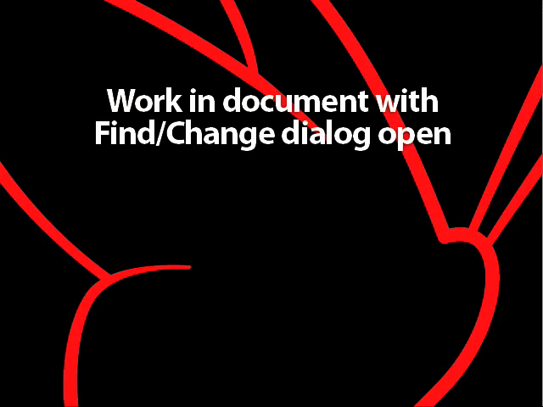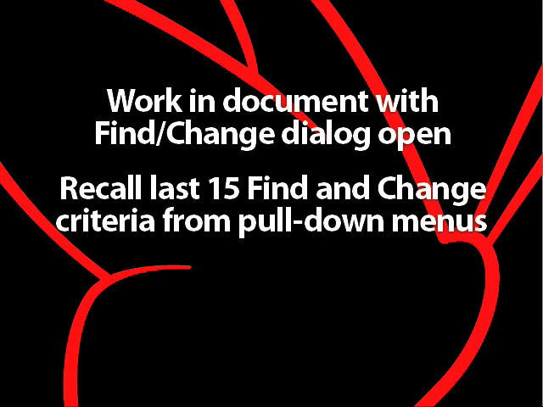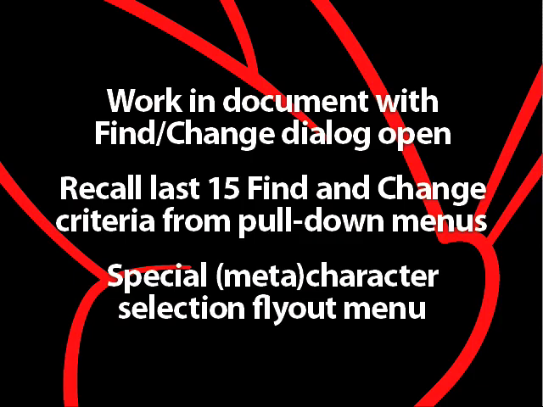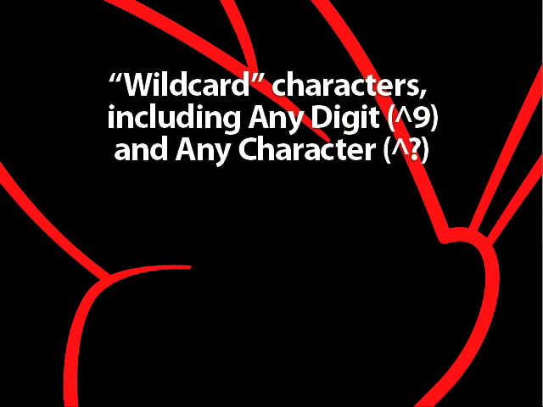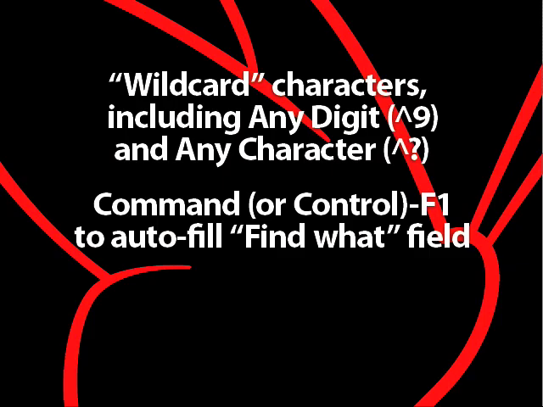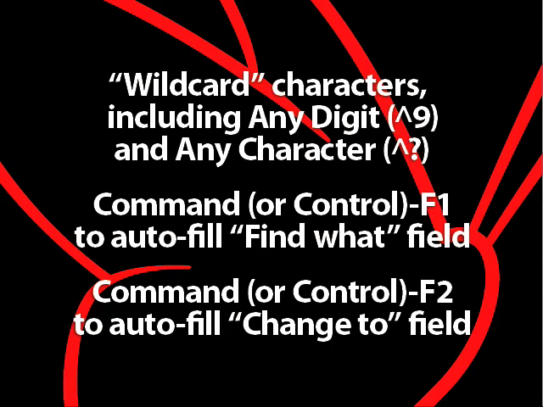Beyond the basics of Find Change, we've learned that we can continue to work in a document with the Find Change dialog box still open. You can recall the last 15 find and change criteria you've used from a pull-down menu. You can select special characters from a flyout menu to use metacharacters as part of Find Change operations. You can use wildcard characters, including any digit and any character. Command F1 or Control F1 on the PC will autofill the Find What field. Command F2 or Control F2 on the PC will autofill the Change To field.